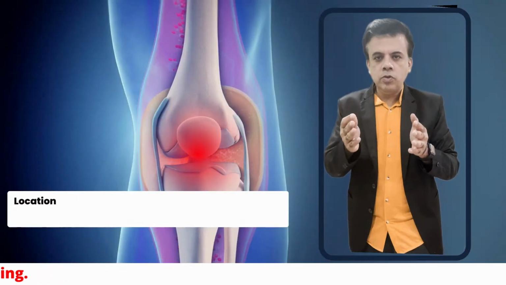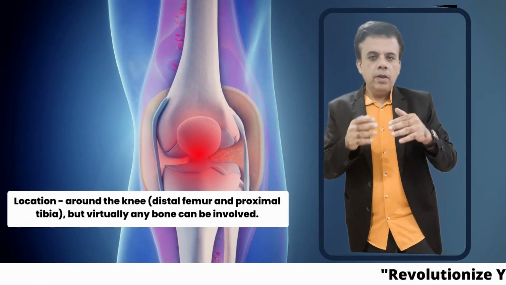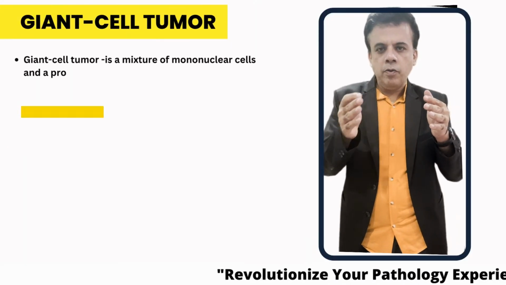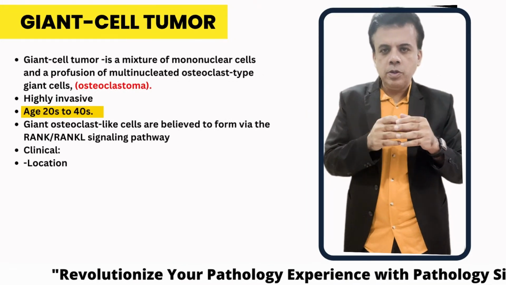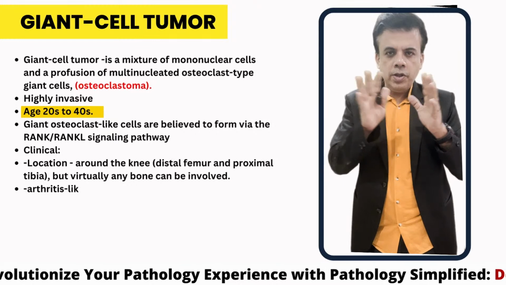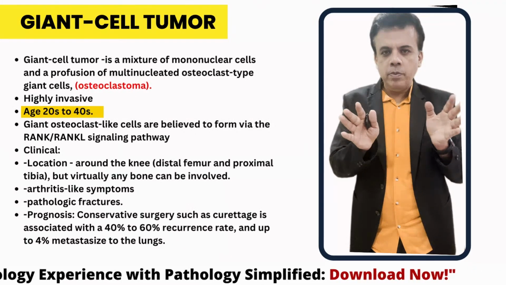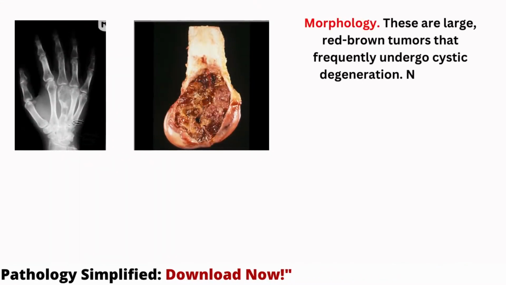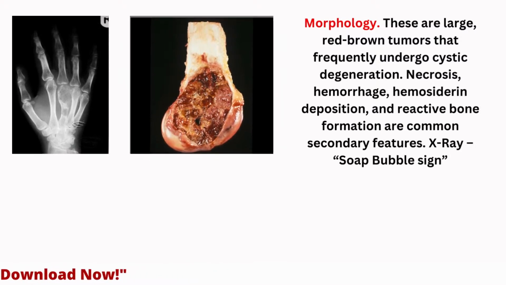And giant cell tumors generally occur in and around the knee joints. So the tibia and femur are commonly affected, the distal femur and proximal tibia. But no other joints, no other bones, nothing will be spared from giant cell tumor. It can occur anywhere, even in the small bones of the hand and feet also. Cases have been found.